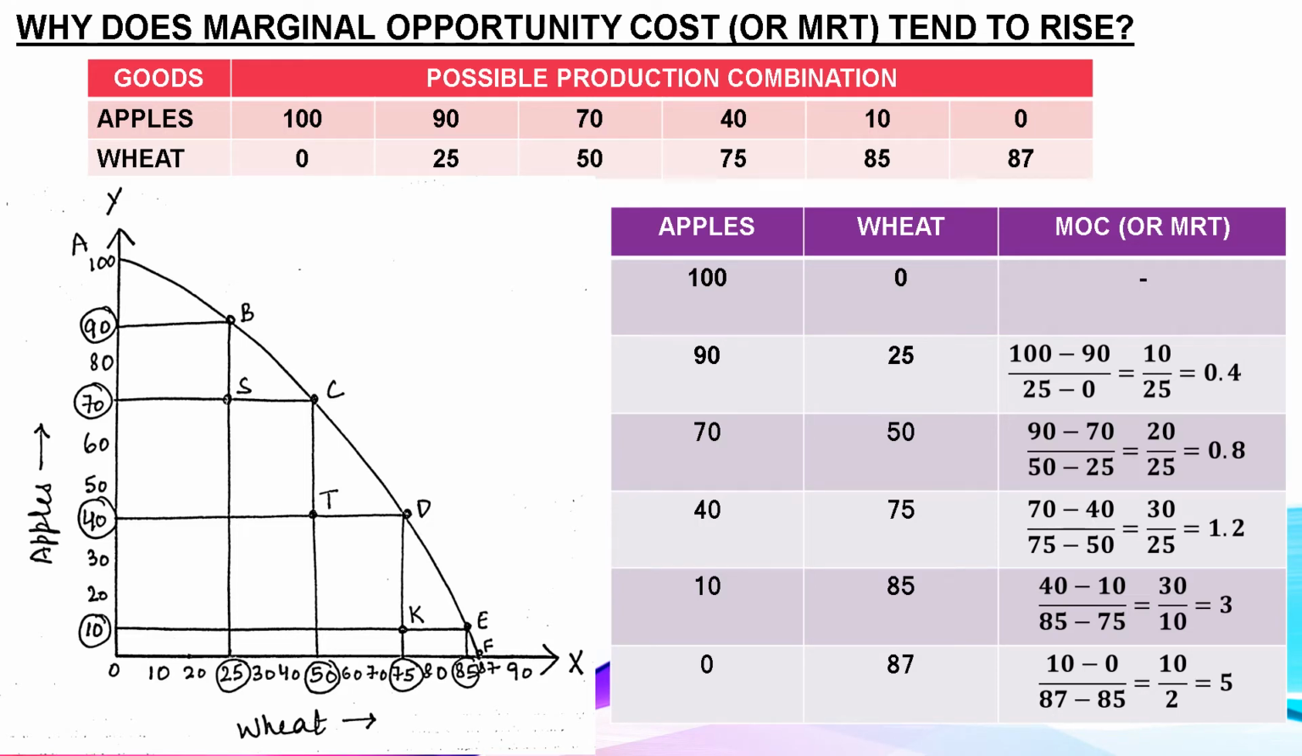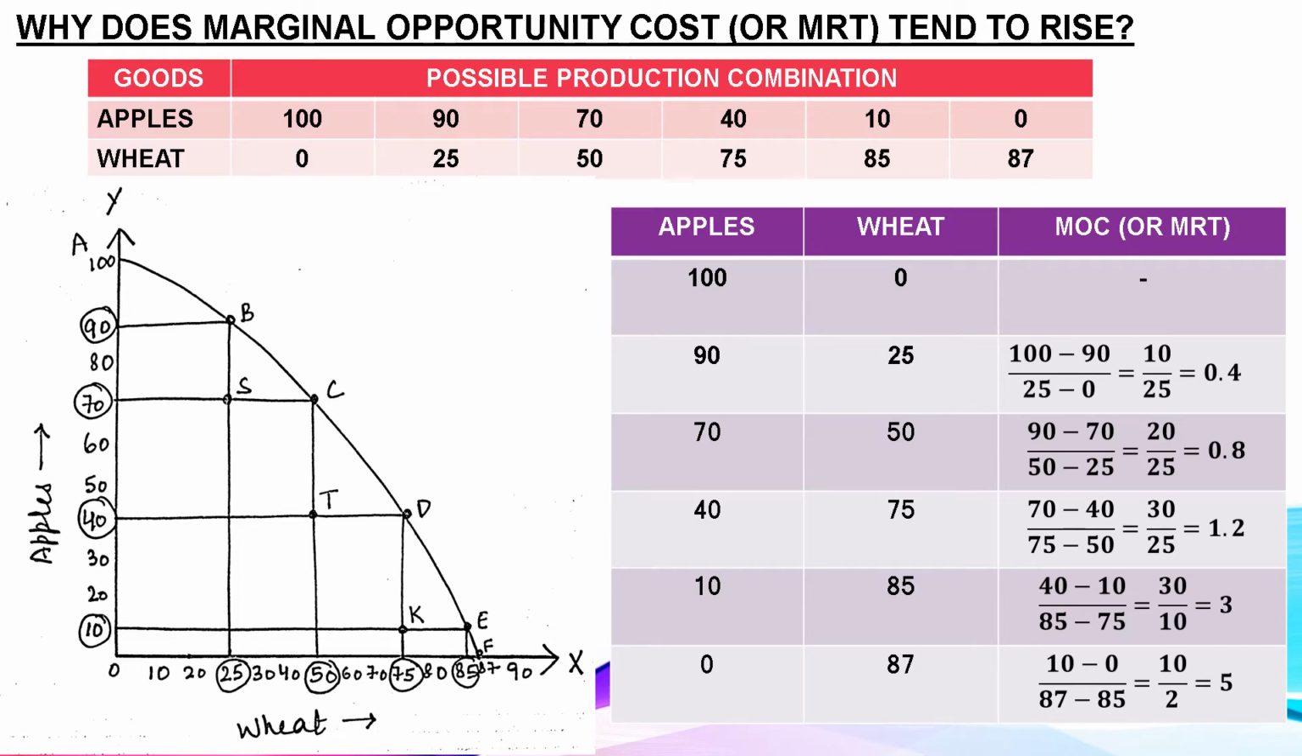So how do we calculate MOC, marginal opportunity cost? Change in loss of output of apples upon change in gain of output of wheat. So here I have taken another schedule. For apples 100 and wheat 0, the MOC would be dash because there is no change. Next, when the apples come to 90 and wheat to 25, we can see a change from 90 to 100 and from 0 to 25.